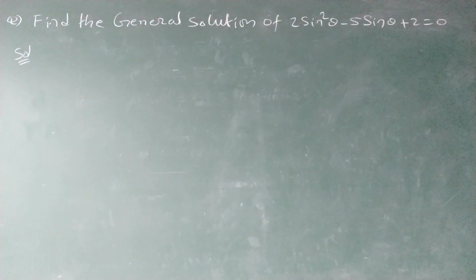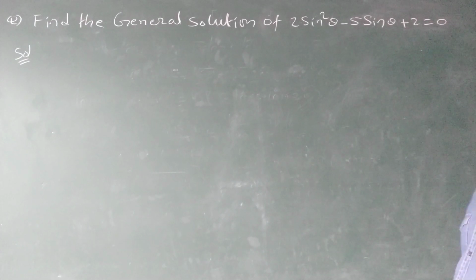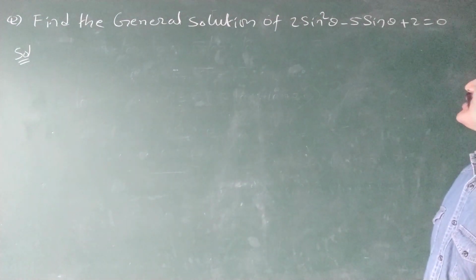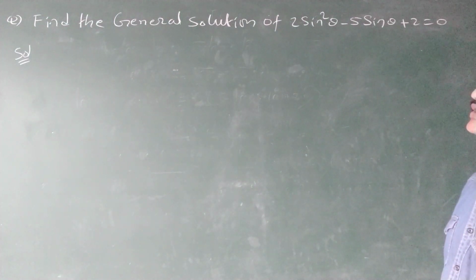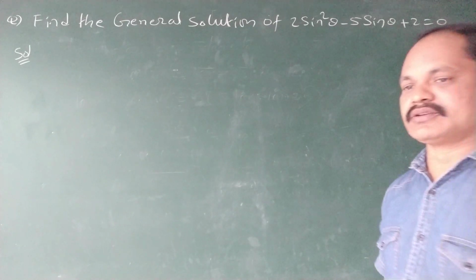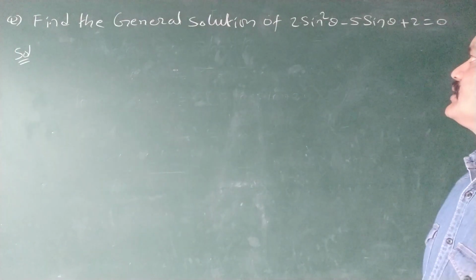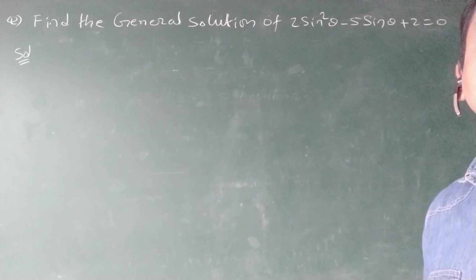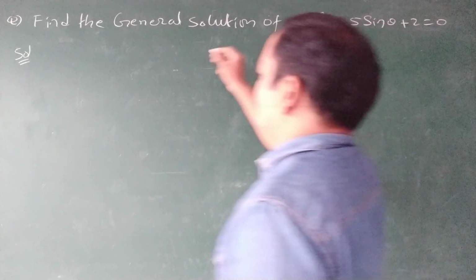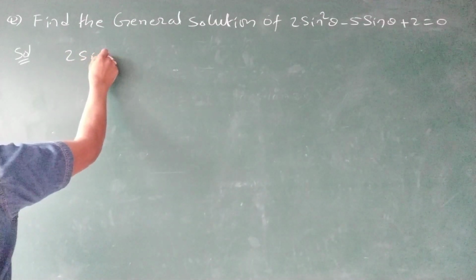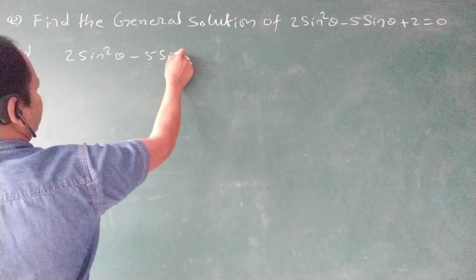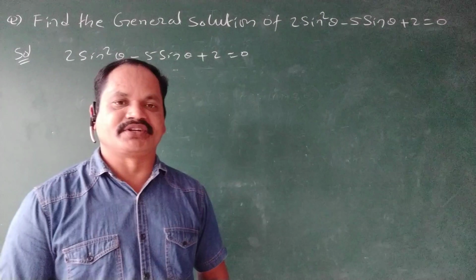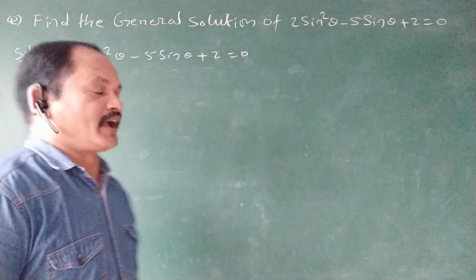Find the general solution of 2 sin square theta minus 5 sin theta plus 2 is equal to 0. Actually, this is a quadratic equation in terms of sin theta. Now we have to find the factors for this one. Take the equation 2 sin square theta minus 5 sin theta plus 2 is equal to 0.